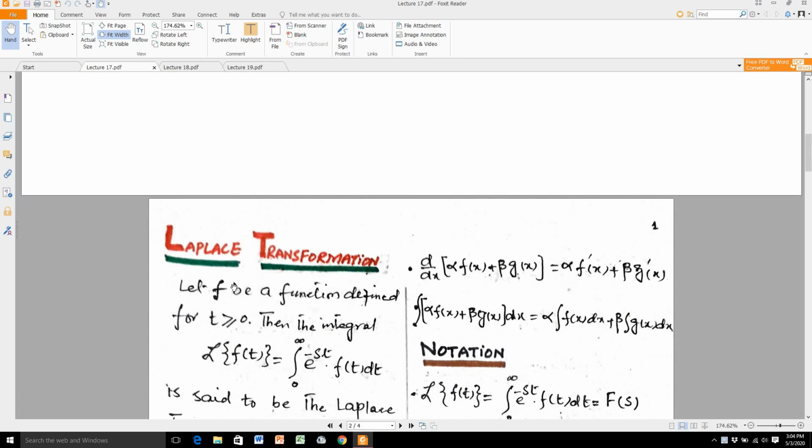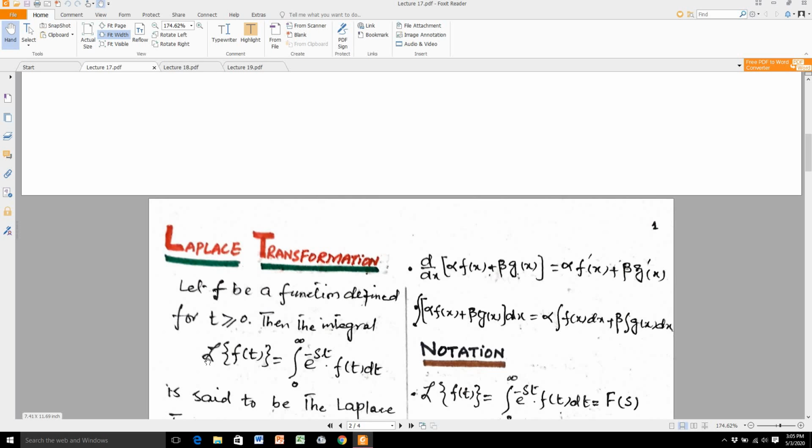First of all, I want to define the Laplace transformation. What is Laplace transformation? Let f be a function defined for t greater than or equal to 0. It means for all real time. Let f be a function defined for t greater than or equal to 0.